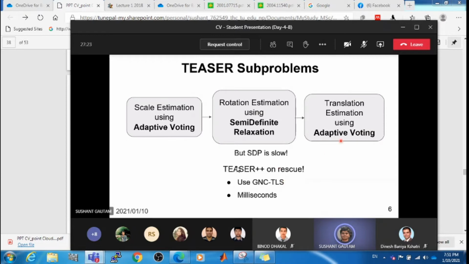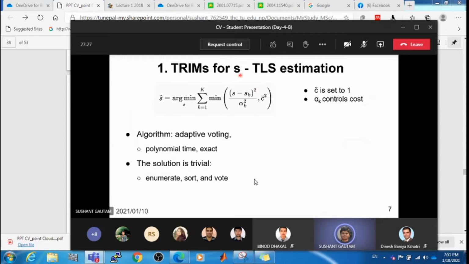And finally, we use adaptive voting again to estimate the translation. This is the first step. We are estimating scale S using translation and rotation invariant measurement, TRIM. Focus on the same modified TLS equation that doesn't have R and T. Argmin is the argument of the minimum.